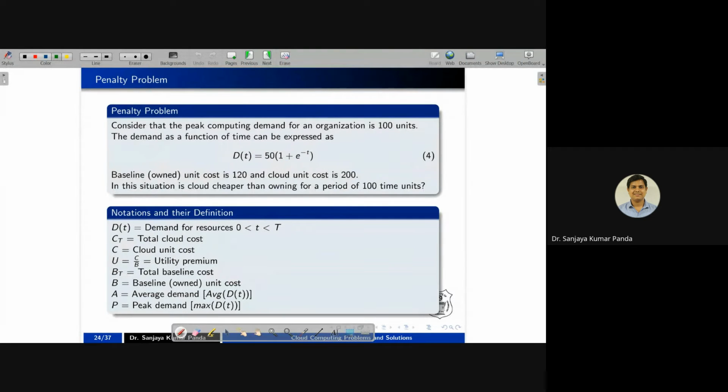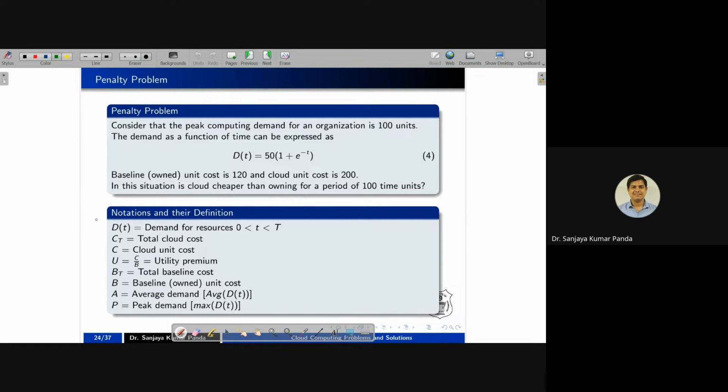Consider that the peak computing demand for an organization is 100 units, and the demand is given as D(t) = 50(1 + e^(-t)). The baseline unit cost is 120 and the cloud unit cost is 200. In this situation, is cloud cheaper than owning for a period of 100 time units?